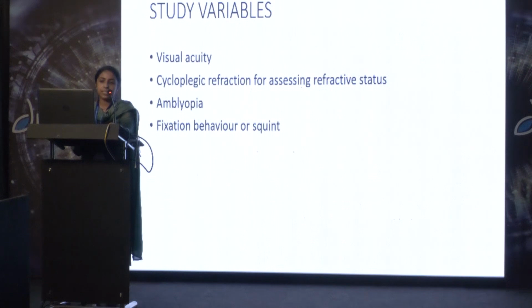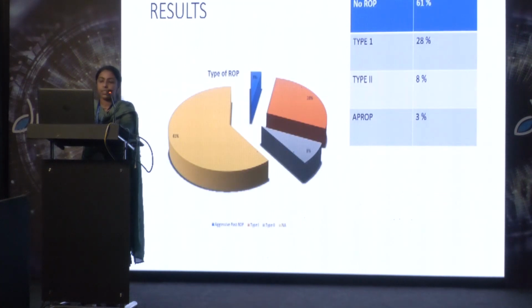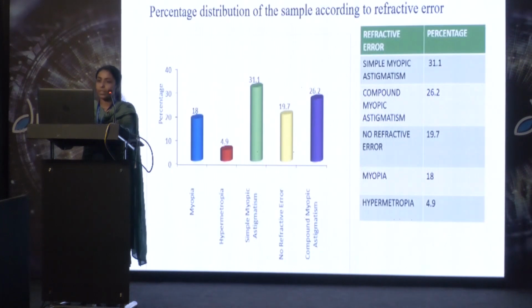I studied visual acuity and cycloplegic refraction for assessing the refractive status, and amblyopia was diagnosed according to the criteria given by the American Academy of Ophthalmology, and also the fixation behavior was studied. So my results: out of my 61 children, 61% had no ROP, and 28% had type 1, 8% had type 2, and 3% had aggressive posterior ROP. Simple myopic astigmatism was found to be the major refractive error with 31.1%, followed by compound myopic astigmatism, myopia, and hypermetropia.